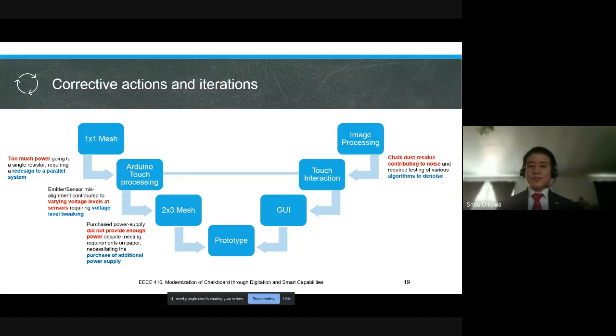And for image processing, initially we had some issues with the chalk dust residue being picked up, and we tested various algorithms to denoise. And for the touch interaction, we required additional logic, because before it was just moving the mouse. We required additional logic for different click types. And as for the GUI, the integration touch was running on an infinite loop. That was the thing that Derek was talking about. Our solution was to run that on a thread, so we had more control of that GUI program.